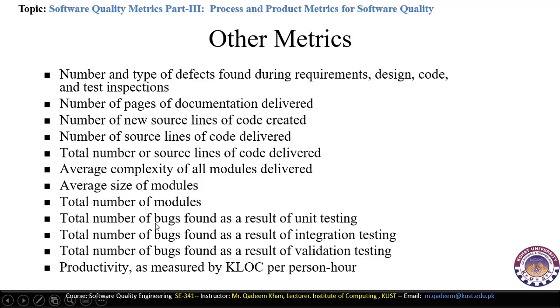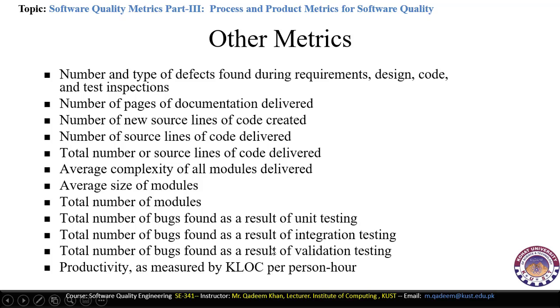Total number of bugs found as a result of unit testing. So here we identify different types of bugs and faults that are in the software product, and these act as a unit testing measure for the software system. Total number of bugs found during integration testing: when we perform either top-down or bottom-up integration, we also face certain bugs. These bugs are counted, identified, and properly documented.